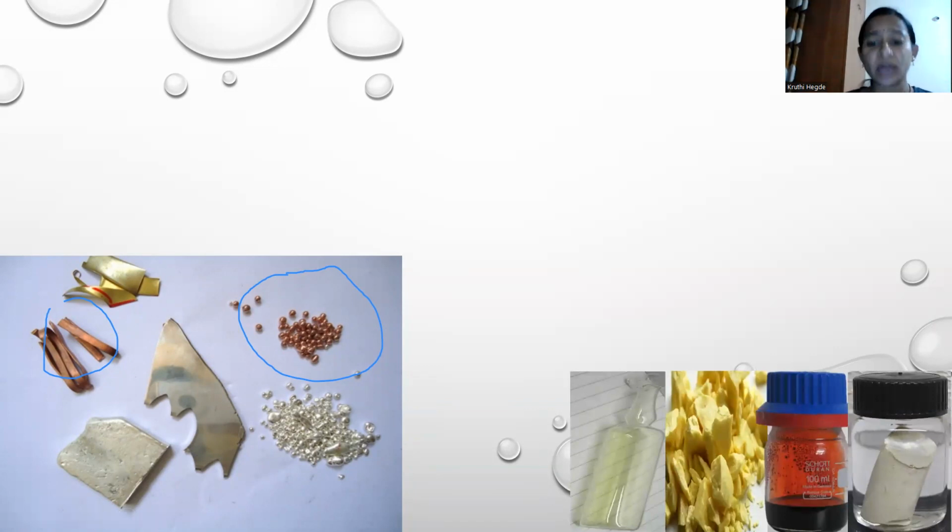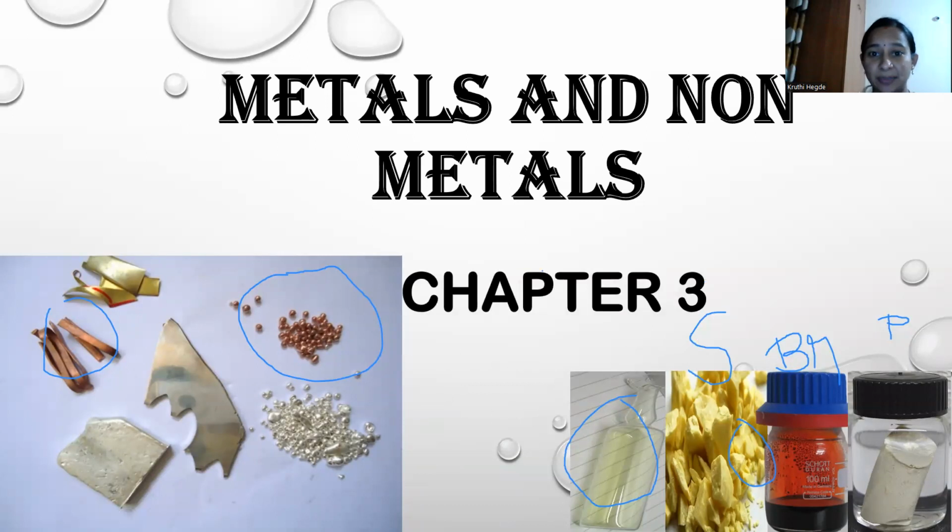Here we have four images. You can clearly see here we have a bottle filled with gas, that is chlorine gas, and here we have sulfur powder, and this is bromine, which is liquid. Here we have a white color substance, that is phosphorus. So what are these? Sulfur, bromine, phosphorus and chlorine. Yes, these are nothing but non-metals. So in this chapter, we'll discuss in detail about metals and non-metals. This is the third chapter in my textbook.